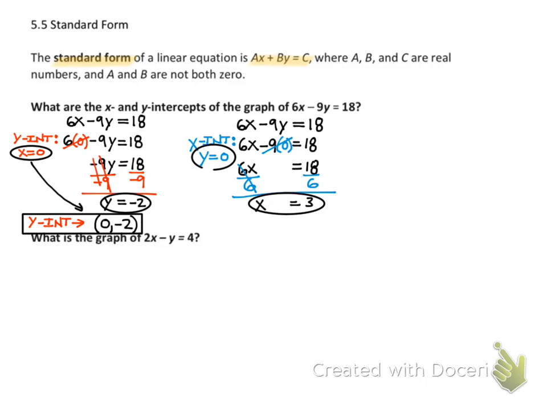Here's a small caution: you started off with the y. So this is the coordinate where x equals 3 and y equals 0. So that's the x-intercept. For the next problem, we're going to have to graph this.